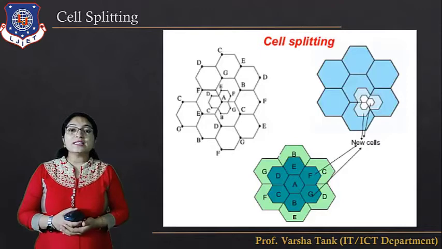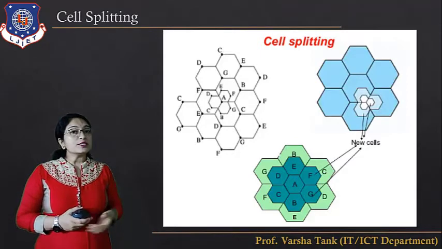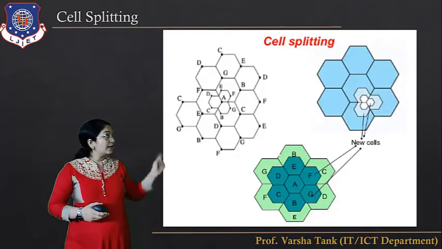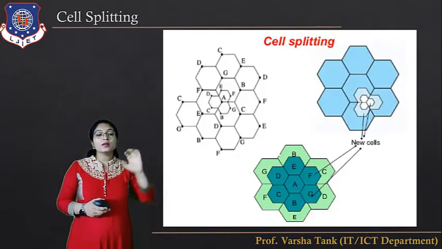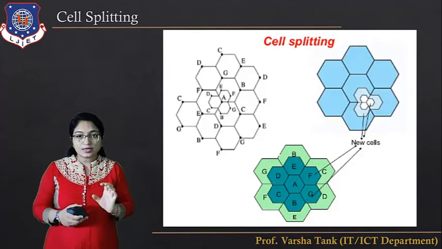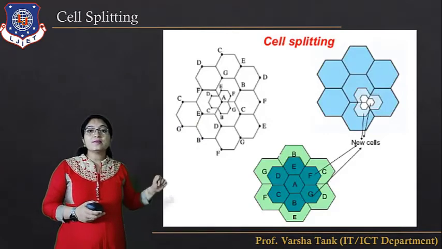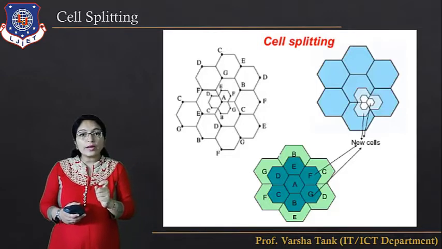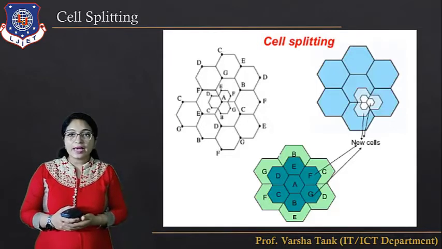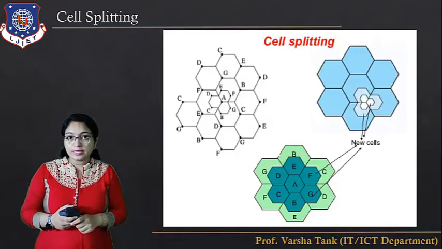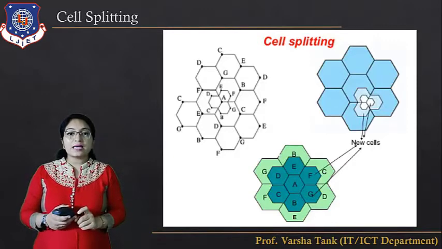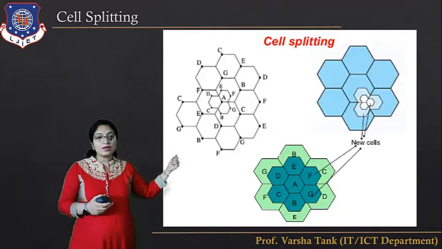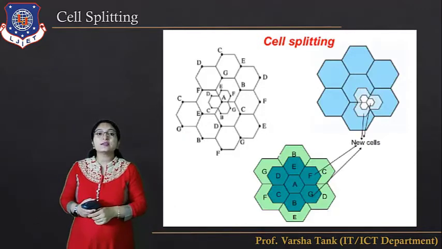The first technology is cell splitting. In this figure you can see the cell splitting. This is the hexagonal cell cluster. Here in the middle, with respect to A, we have divided the cell into different small cells. That means we are splitting the cells. In the sky color figure, you can see how this cell is defined.